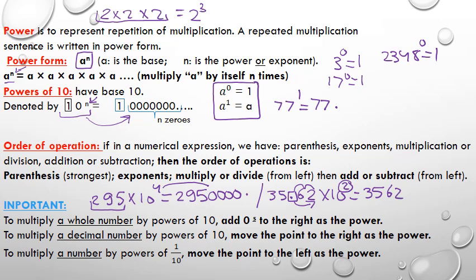Now the third rule, to multiply a number by powers of 1 over 10, we move the point to the left as the exponent or as the power. For example, 268.3 times 1 over 10 to the power 2. Here, because we are multiplying by a fraction of power over 10, we should move the point to the left as the exponent, which is 2. So here we should move it 2 digits to the left. So the answer will be 2.683. These are very important rules of powers.